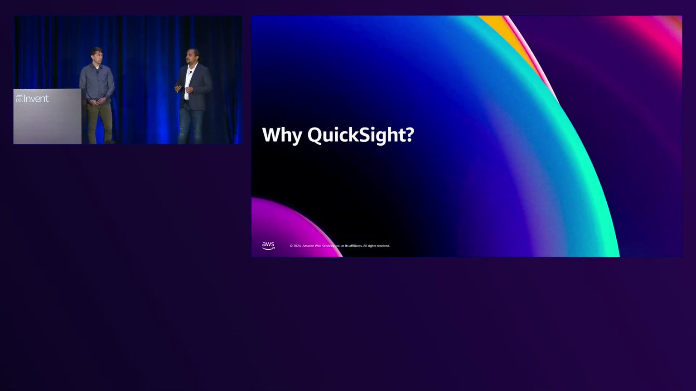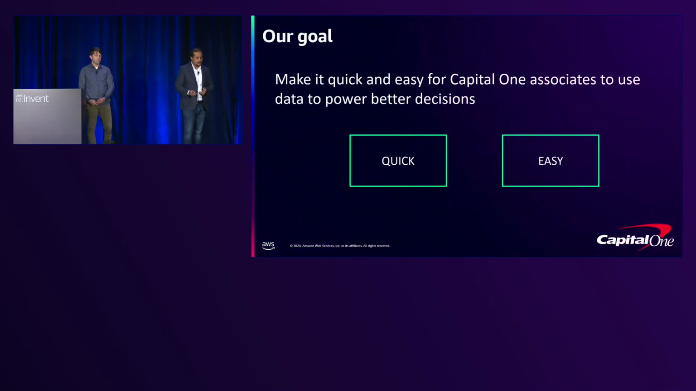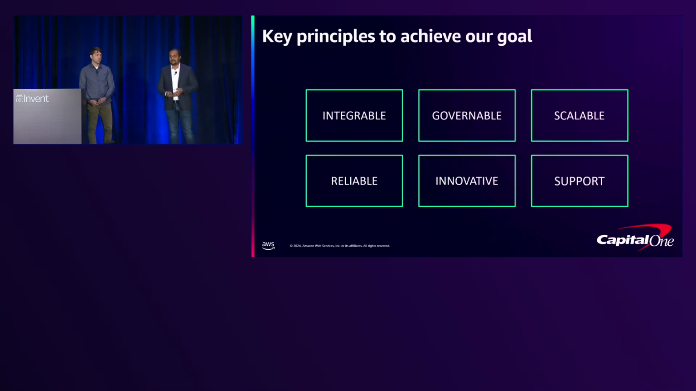It's probably good to give you a little bit of background on why we chose QuickSight, so you can pull some nuggets out of that. Our objective is very simple. We want to make it quick and easy for our business associates, internal Capital One employees, to access data to make data-driven decisions. With that objective in mind, we had a few key principles, pillars, that we needed as we were looking for this cloud-native enterprise BI tool.